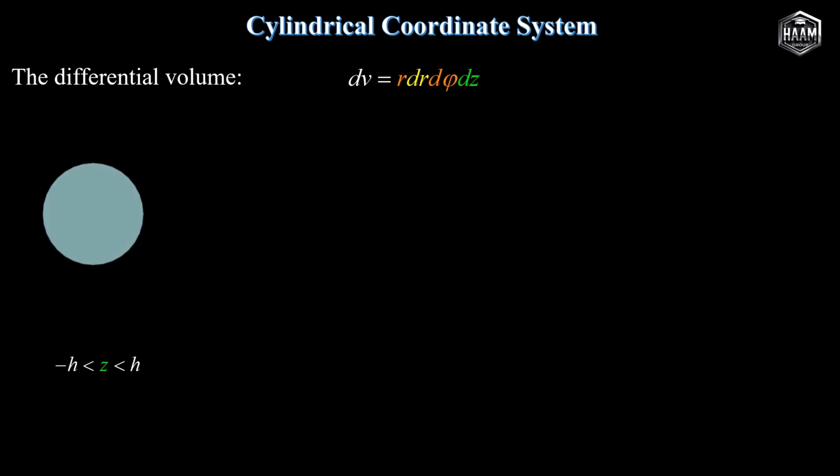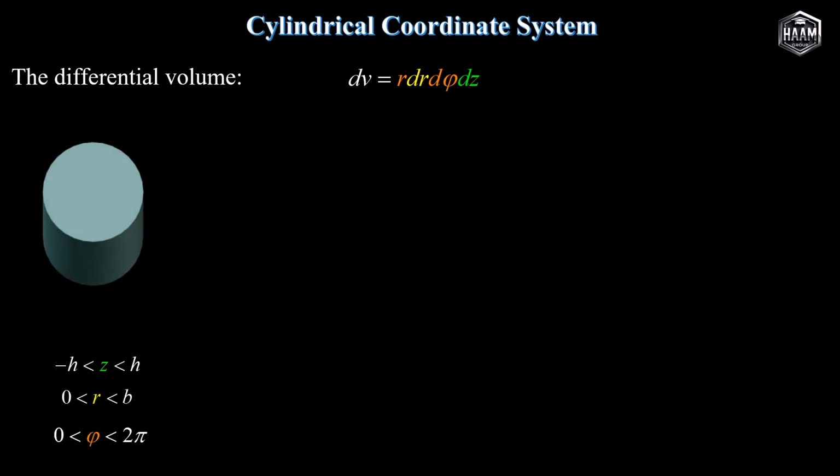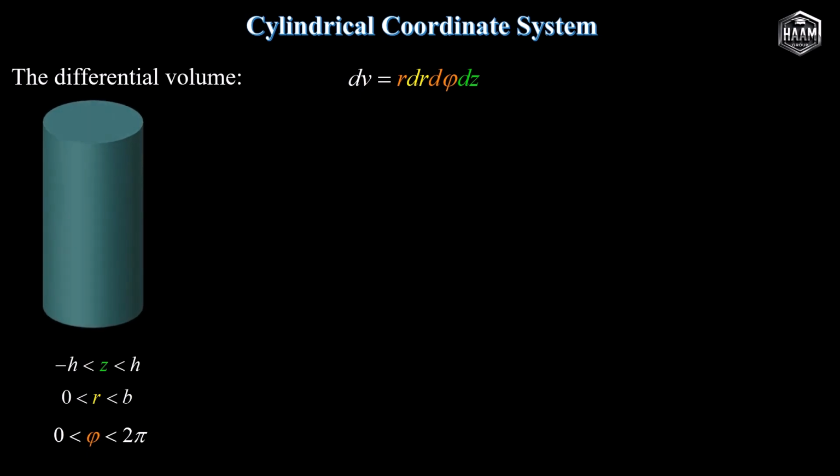To determine the range of r, we look at its cross-section. We see that for a solid cylinder, r ranges from 0 up to the radius p. Phi in turn ranges from 0 to 2 times pi, since the cross-section is a full disk. This gives us the ranges of the variables for this cylinder in the cylindrical coordinate system.